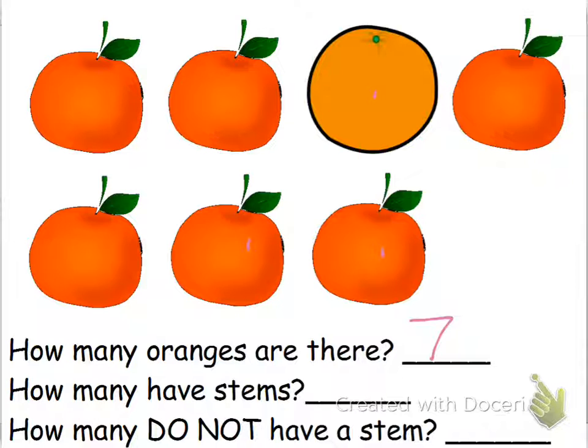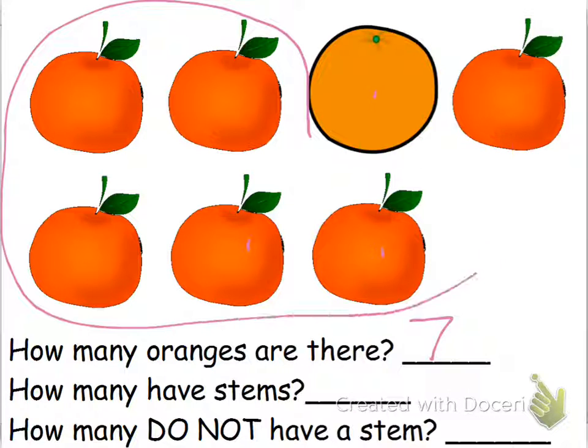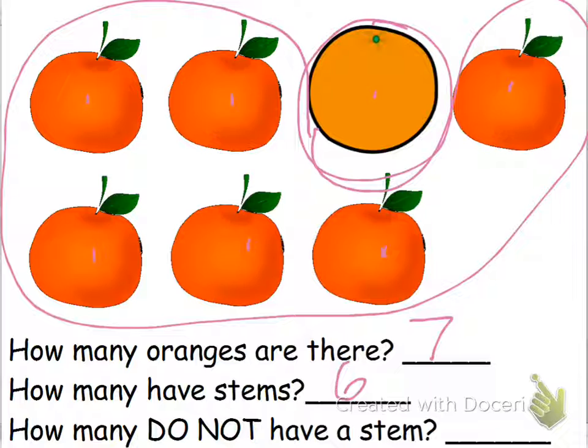Now it says, how many have stems? Well, let's circle how many have stems. Let's do that first. Well, let's see. 1, 2, 3, 4, 5, 6 have stems. This says, how many do not have stems? Well, let's circle the ones that do not have stems. That's only 1. So now, looking at this picture, we see that there is 7 oranges all together. 6 of these oranges have stems, and 1 does not.